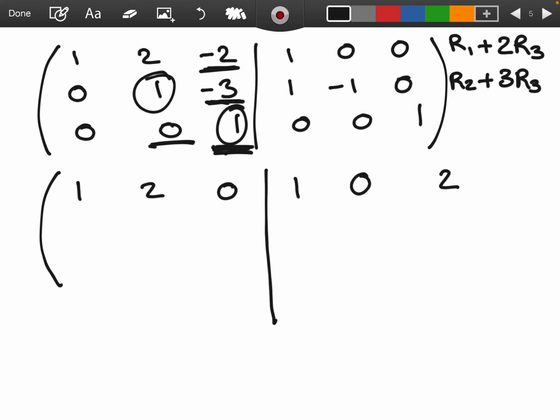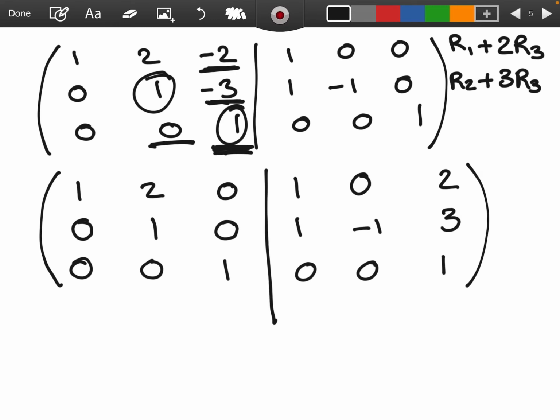And then my new row 2 is row 2 plus 3 times row 3. So I'm going to get 0, then 1, then negative 3 plus 3 times 1 gives me 0. 1 plus 3 times 0 gives me 1. Negative 1 plus 3 times 0 gives me negative 1. And 0 plus 3 times 1 gives me 3. And my row 3 remains the same.